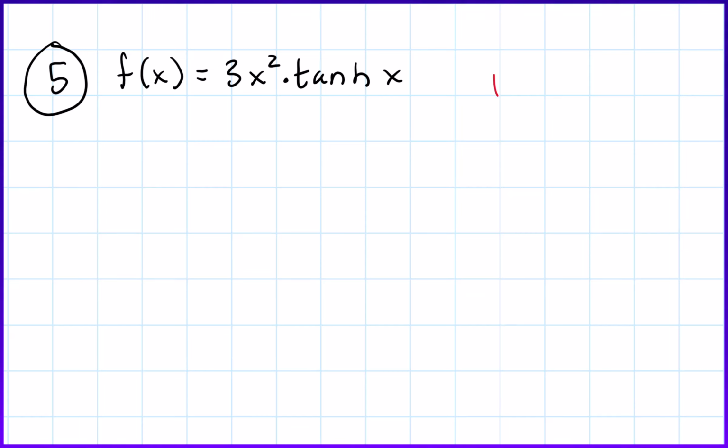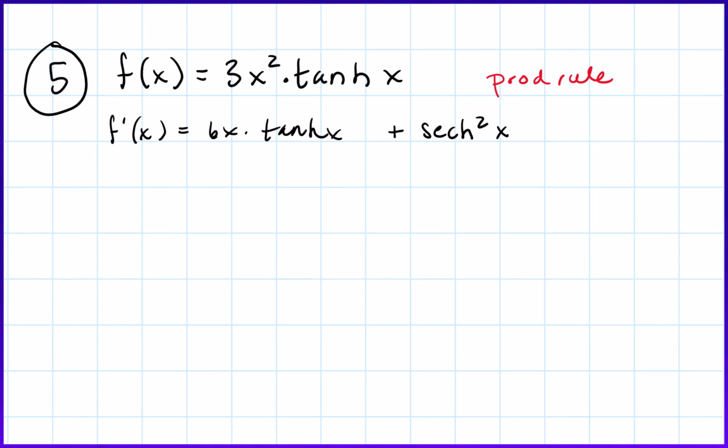So we're going to be applying our product rule here. We've gotten some good practice with the product rule on these examples. So the derivative is going to be 6x times the hyperbolic tangent of x, and then the derivative of the hyperbolic tangent is the hyperbolic secant squared of x times 3x squared. And that's our derivative.